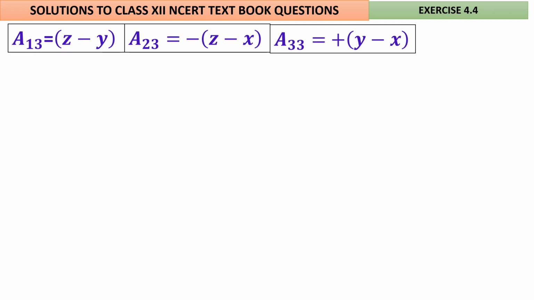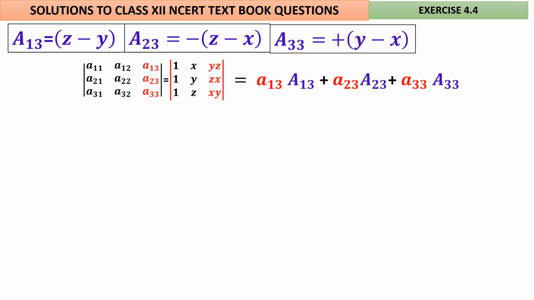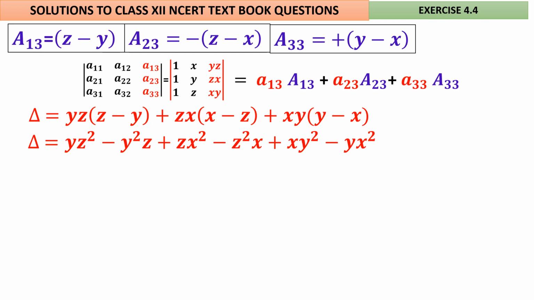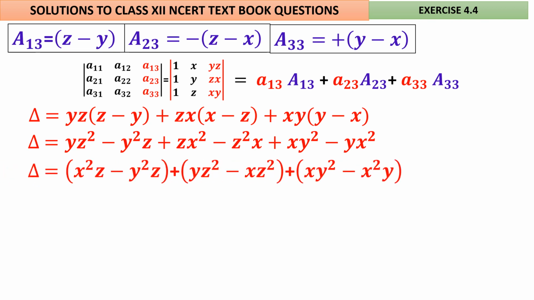These are the cofactors. What is the value of the determinant? Element multiplied by the cofactor. Therefore, A13 multiplied by the cofactor, A23 multiplied by the cofactor, A33 multiplied by its cofactor. For YZ multiplied by that, ZX multiplied by that, I have written x minus z because z minus x has a minus there. Therefore, minus of z minus x is x minus z. I have expanded it. Now, the like terms are collected here: x square z, y square z, y z square, x z square, xy square and x square y.